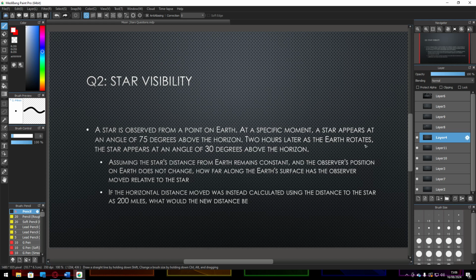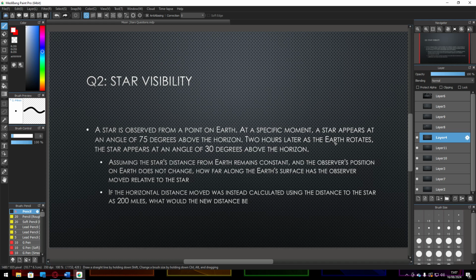So, question 2 is star visibility. A star is observed from a point on Earth 100 miles away from being directly underneath it, and at a specific moment, the star appears at an angle of 75 degrees above the horizon, and 2 hours later, the Earth rotates, and the star appears at an angle of 30 degrees above the horizon.